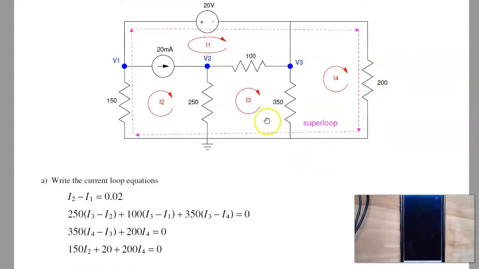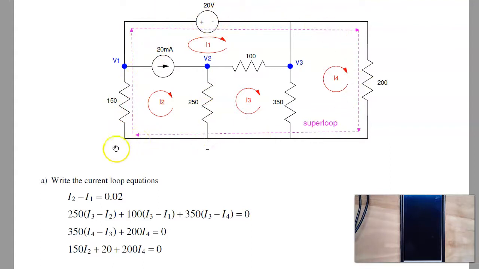I need one more equation. That's a super loop. Essentially what happens is if you look at the first three equations, the 150 ohm resistor hasn't appeared anywhere, the 20 volt source hasn't appeared anywhere. I need one more equation that includes these two. So one possibility is this big outer loop. Another possibility would be the loop through here. I could also go 150, 20 volts, 100 ohms, 250 ohms, any closed path that covers these two.